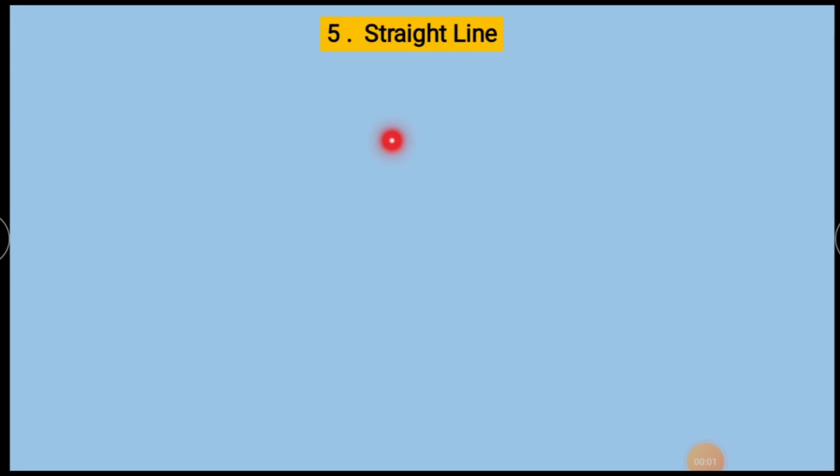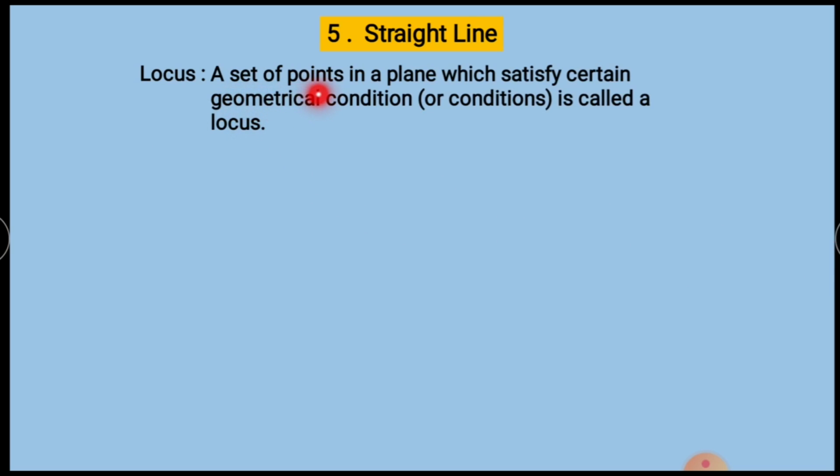Now today we start fifth chapter, straight line, from first paper. So see the first definition of locus. A set of points in a plane which satisfy certain geometrical condition or conditions is called a locus.